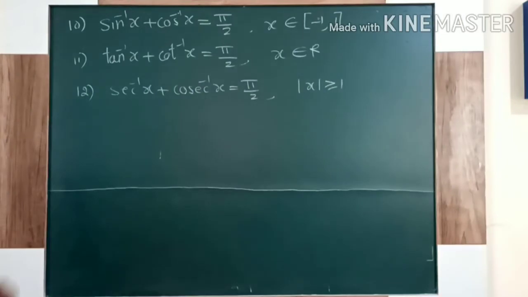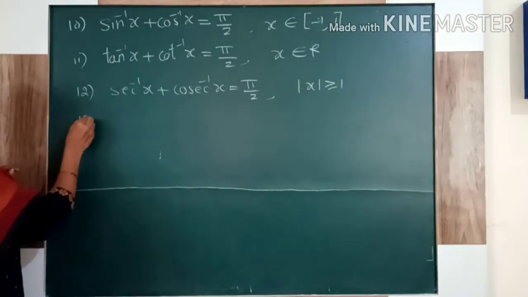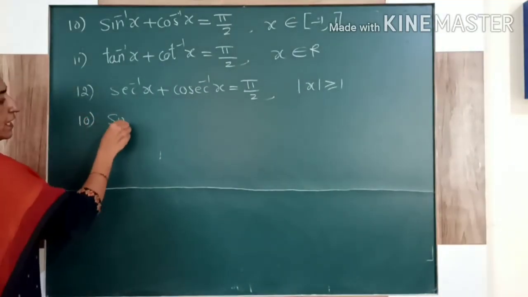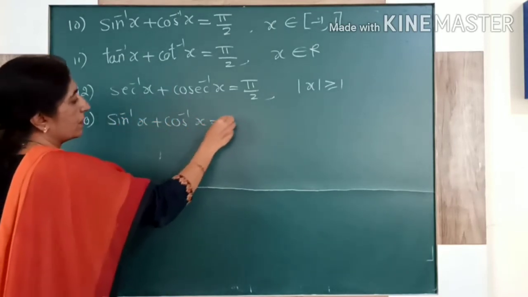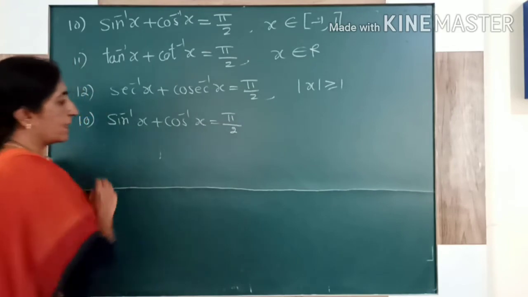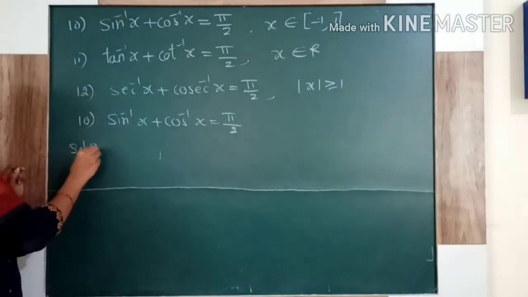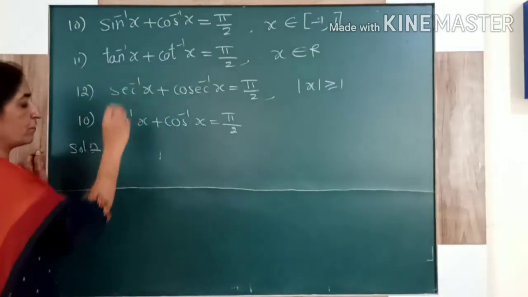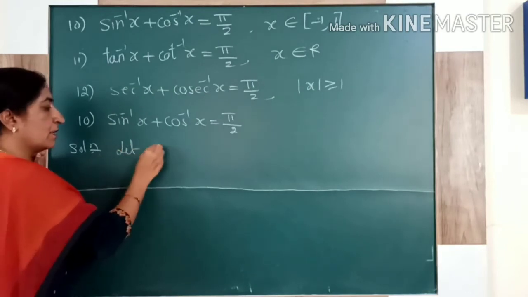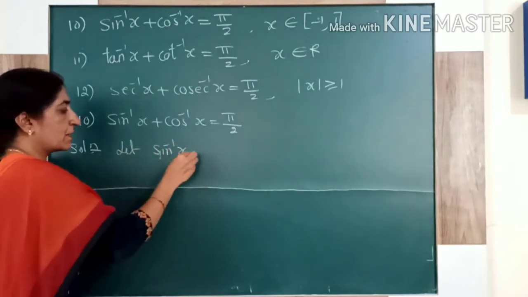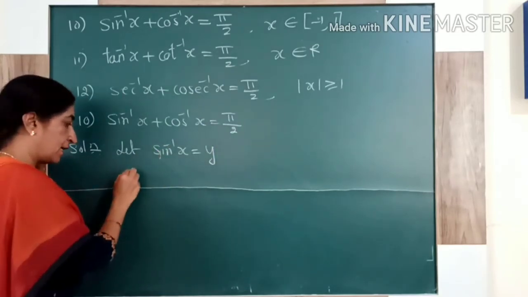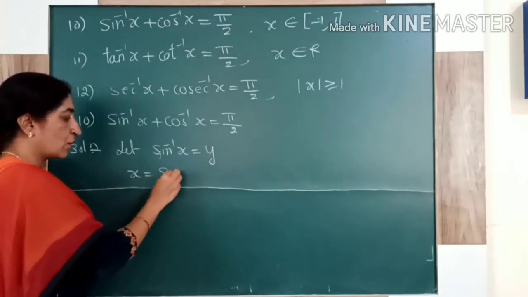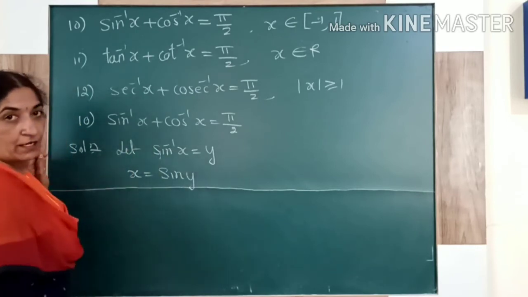Again I am explaining these formulas one by one. They are very simple. First I am giving you the 10th one: sin inverse x plus cos inverse x is equal to pi by 2. Here you can take either sin inverse or cos inverse. Now I am taking sin inverse x is equal to y. Next, take sin inverse to that side: x is equal to sin y.